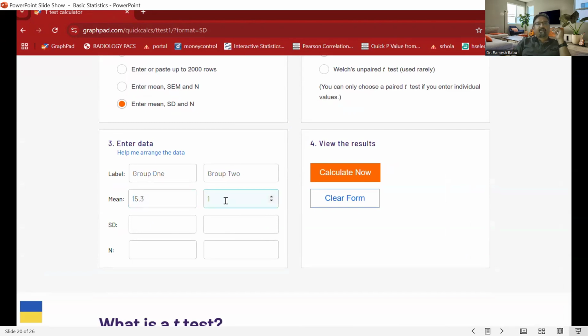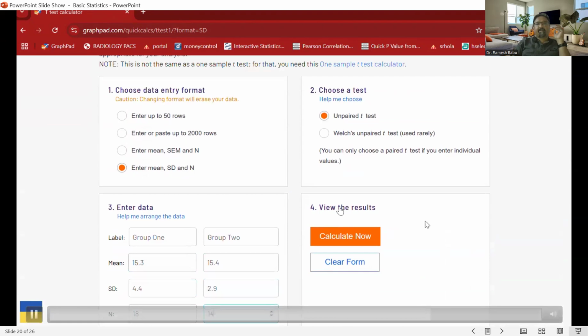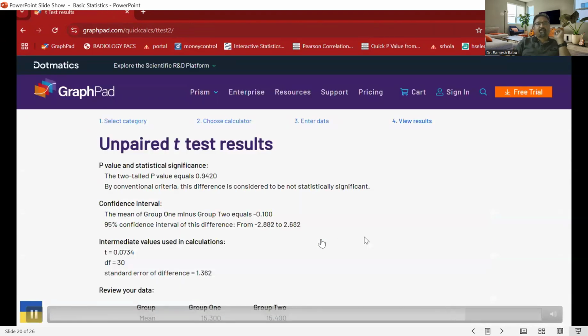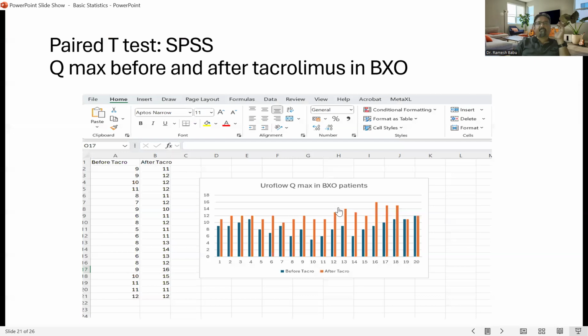One of the ways of doing it, we can do it multiple ways. You can enter standard error of mean also, but we enter the calculator. This is an unpaired t-test. I'll tell you about the paired t-test also later. So this is an unpaired t-test. The two-tailed p-value is 0.94. This is not statistically significant.